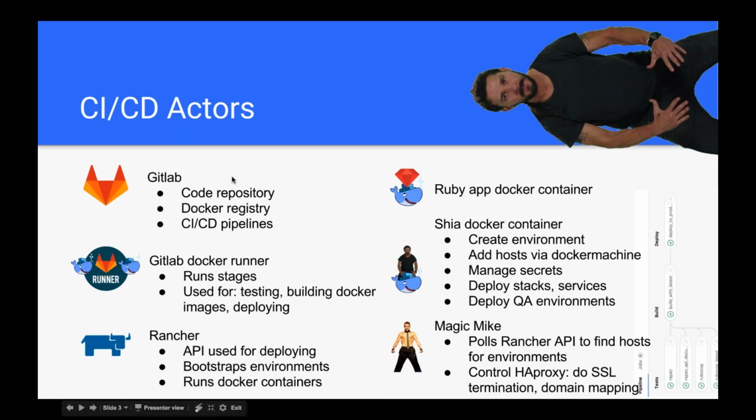First of all, it's GitLab. We use the Enterprise Edition, although we don't really use any enterprise features. It's mostly to support GitLab. So we use it as a code repository, we use the internal Docker registry, and we use the CI/CD pipelines. We basically only use the GitLab Docker runner for everything. This runs our stages, we build other Docker images with it, and we also use it for deploying.